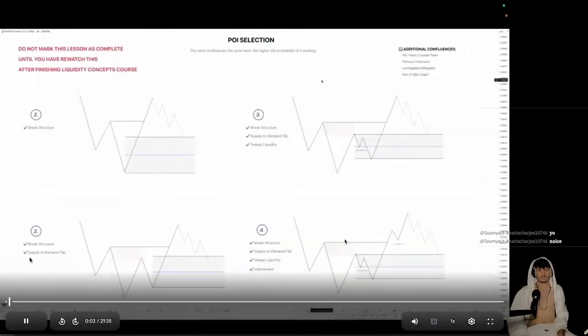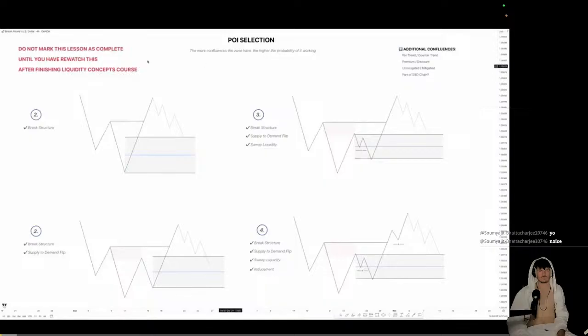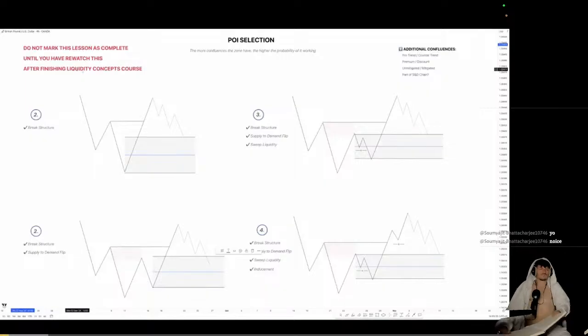Before you proceed with this lesson, please make sure that you take note of this big red bold text that we have right here. Do not mark this lesson as complete until you have rewatched this after finishing the liquidity concepts course. What you are about to learn is basically how to select the correct point of interest, or rather, the high probability zones that we want to be trading from. And to do that, you need to have a basic understanding of liquidity. So if you have not been through the liquidity concepts courses yet, or you don't really understand liquidity at all, I advise you to go through this lesson anyway.